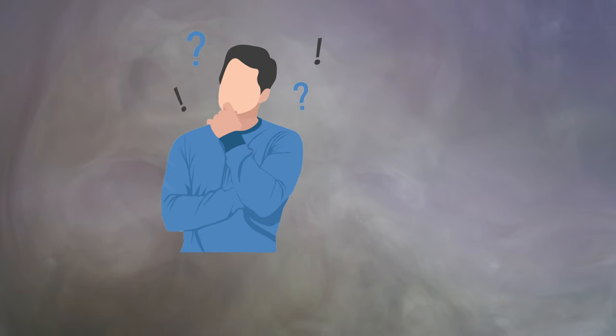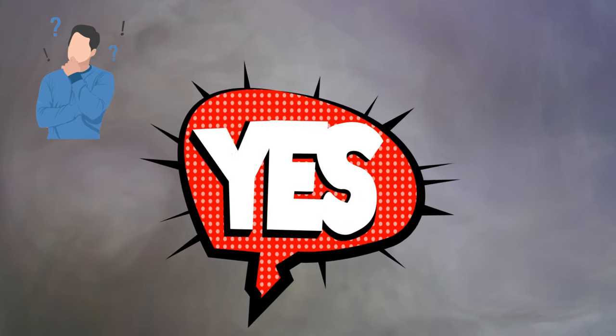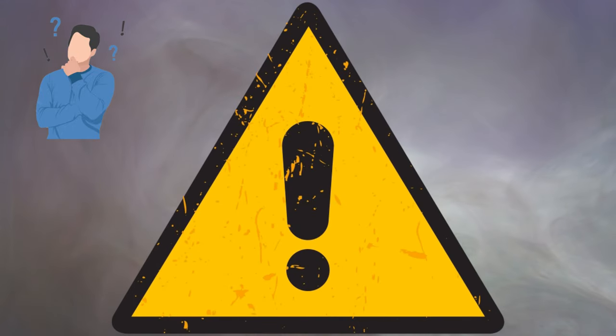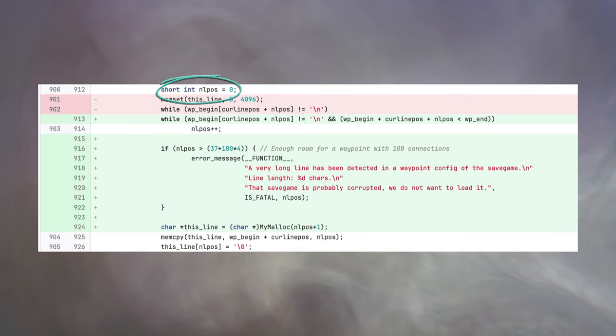Again, let's take a second to think critically about this patch. Does it address the root cause of the vulnerability? The answer is surprisingly yes, but there's another vulnerability lurking here, which leads to the code still having a bug. It's right here in the definition of the nlpos variable. This is a signed value.